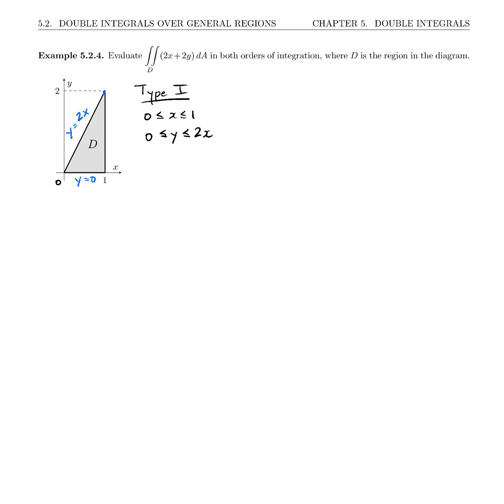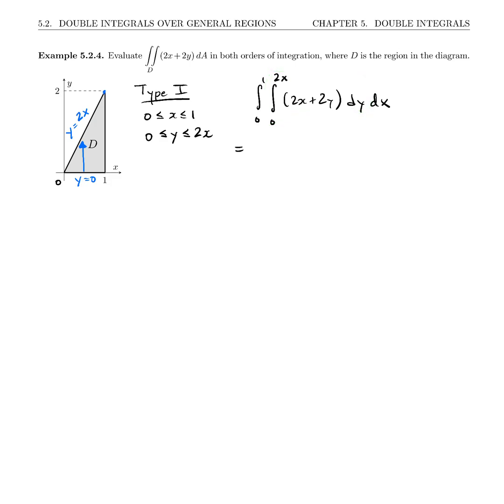You can think of this as the y values traveling from 0 up to 2x. So that gives us the iterated integral that we need for this region D as a type 1 region. So we have the integral from 0 to 1 of the integral from 0 to 2x of 2x plus 2y, and the order that we've chosen is dy dx. And now this is an iterated integral, just like we were doing with rectangular regions. So that means we calculate the inner integral first with respect to y, pretending that x is a constant.